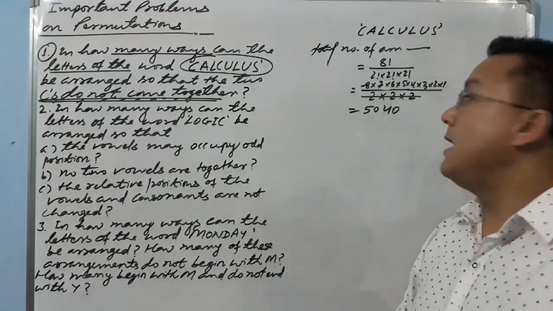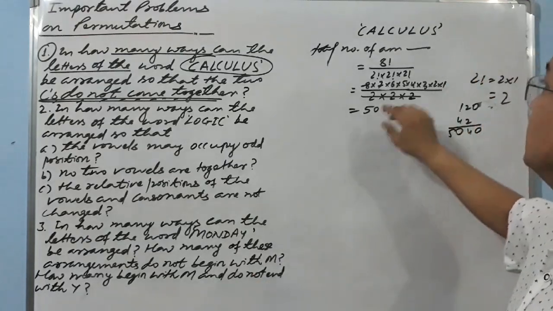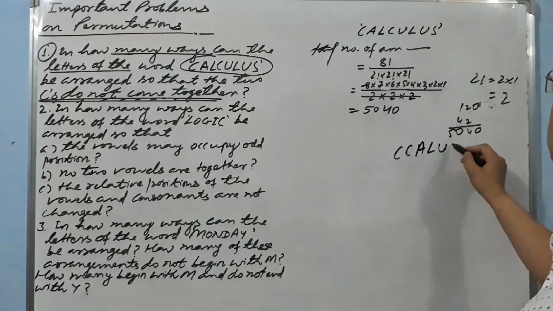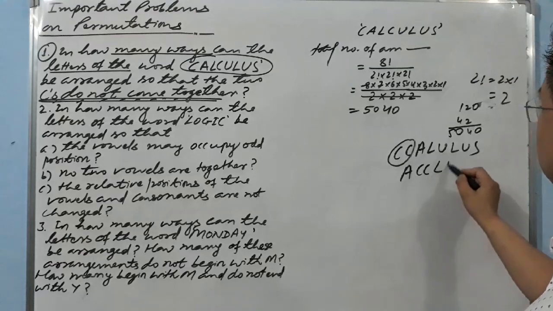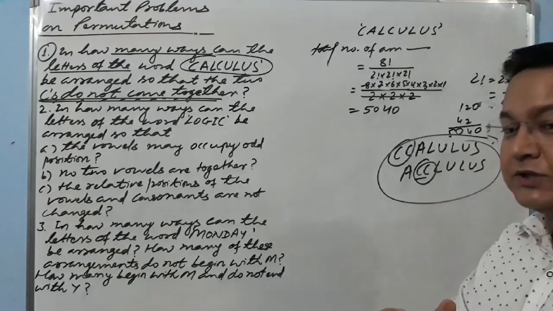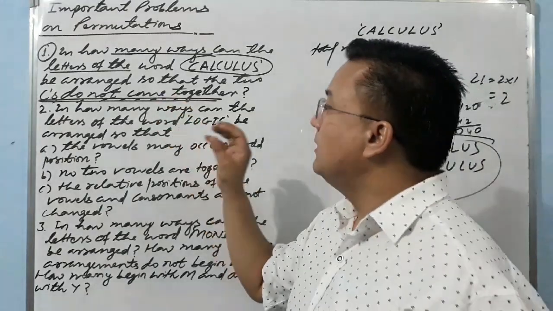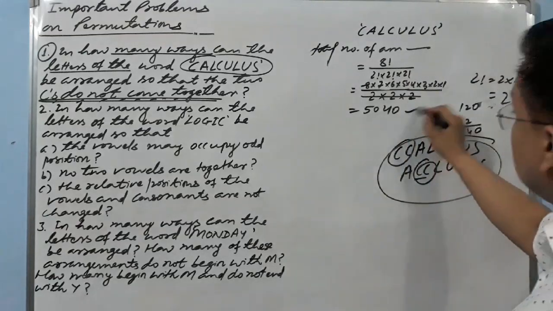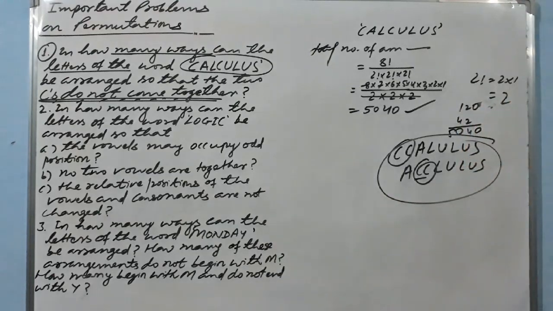You can get 5040 arrangements. In this case, we have some arrangements like C, C, A, L, U, L, U, S, where the two C's are together, and you might have this type of arrangement also with the two C's together. These are the arrangements in which two C's come together. But the question wants the arrangements in which two C's do not come together.